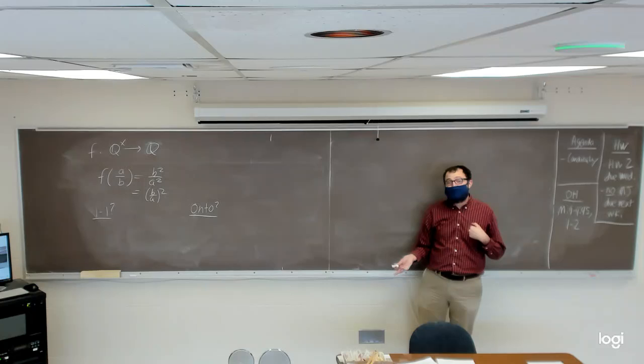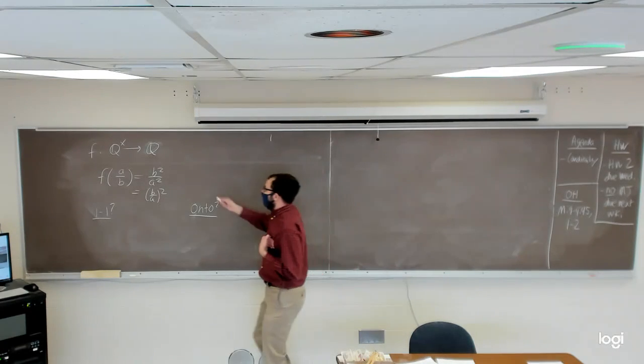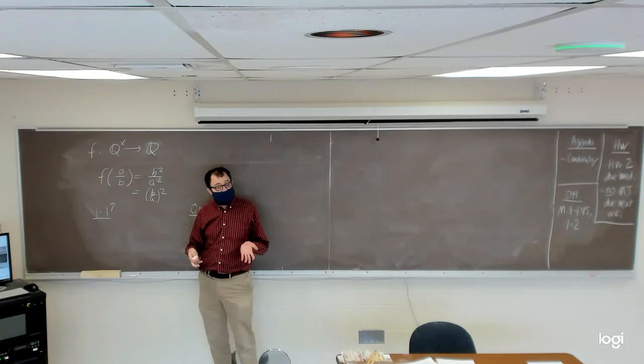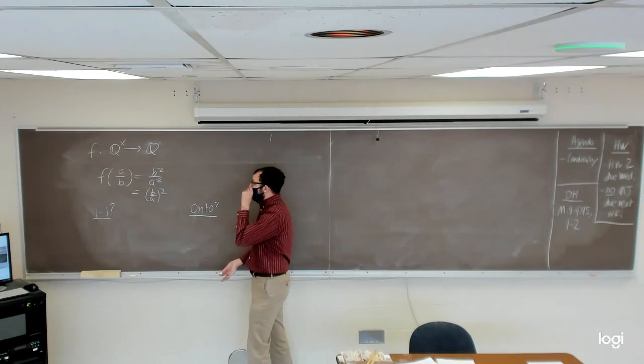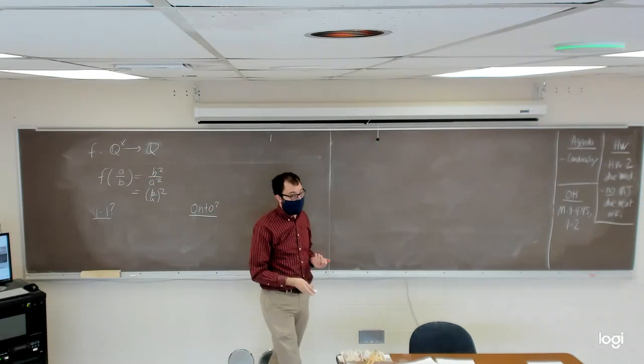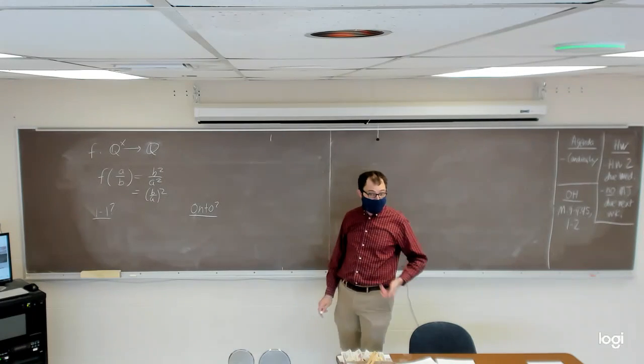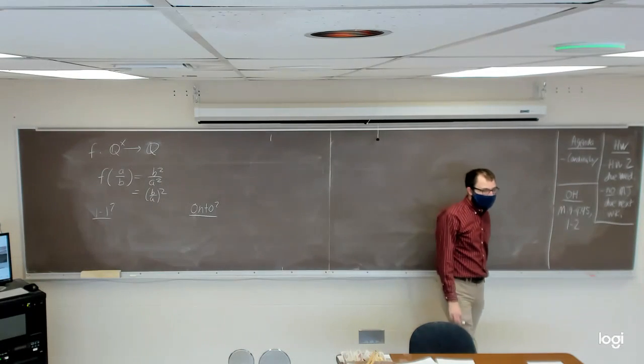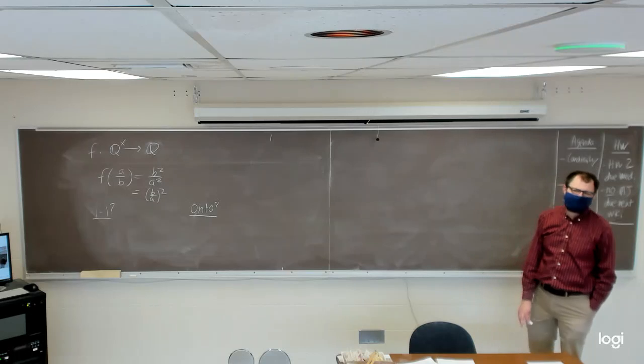Or is there some element in the codomain, meaning some rational number that is not in the range? Meaning, is it going to be the case that some element here doesn't get mapped to by anything in the original set? Go ahead and take a minute or two and think about this with your neighbors, and then we will come back together.